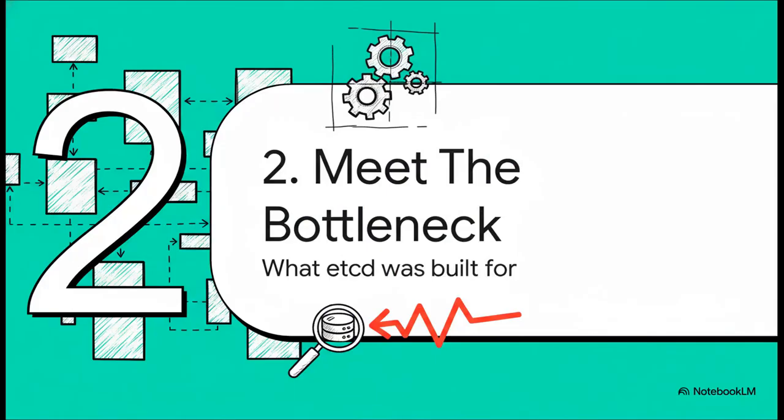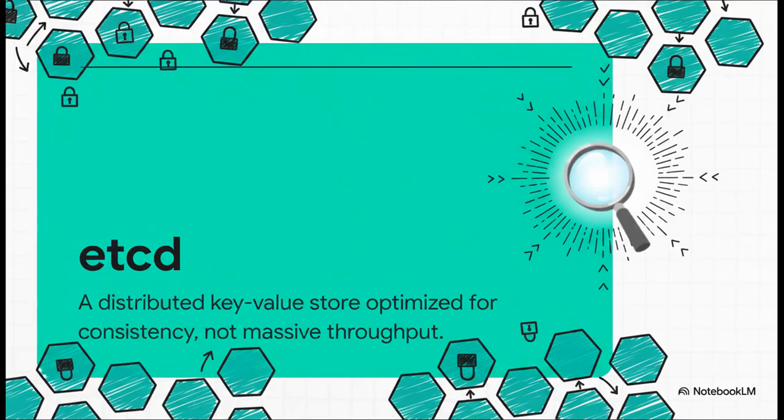Okay, so let's properly meet the component at the center of all this drama. Because to really get a handle on the problem, we first have to understand what etcd was built for. And maybe more importantly, what it wasn't built for. So what is etcd? A good way to think about it is like the central nervous system for Kubernetes. It's the key value store, the database, that holds the desired state of your entire cluster.